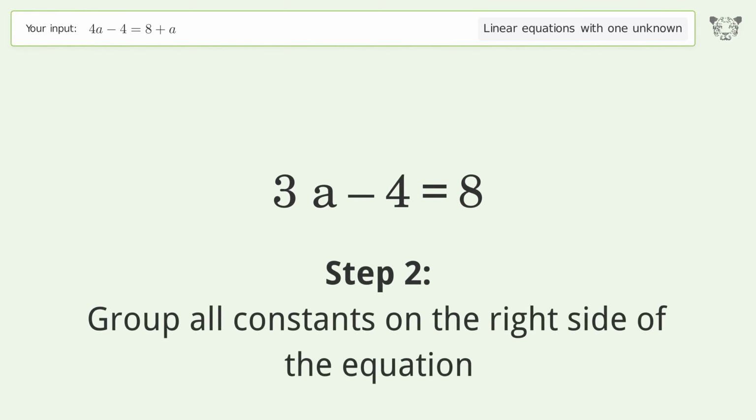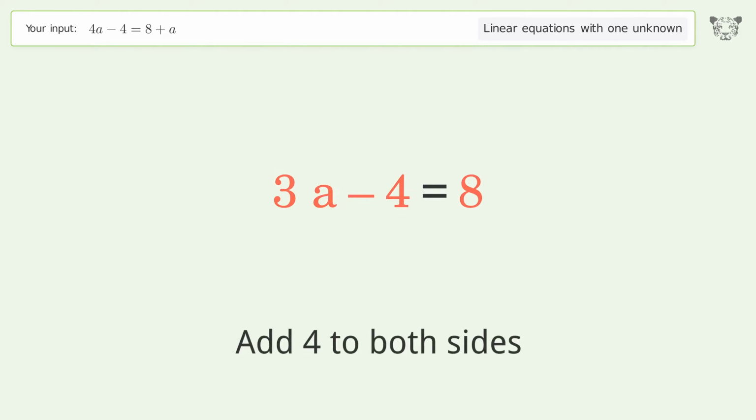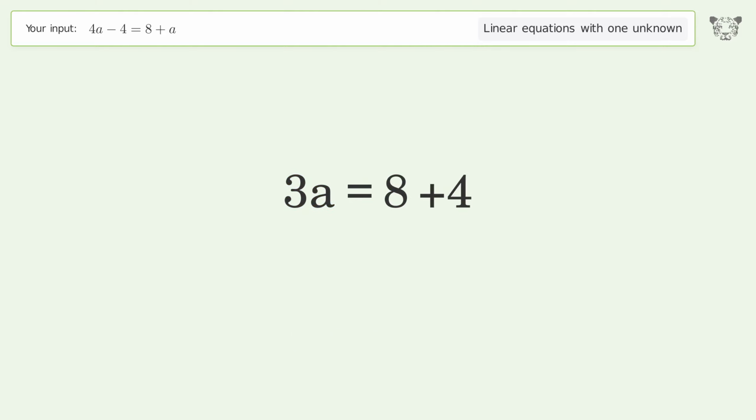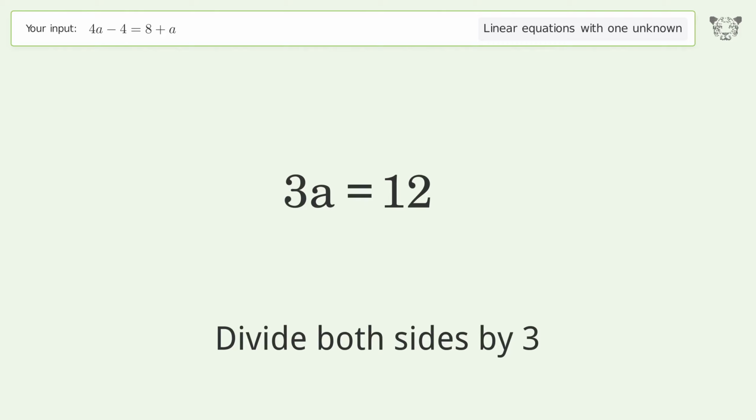Group all constants on the right side of the equation. Add 4 to both sides. Simplify the arithmetic. Isolate the a. Divide both sides by 3.